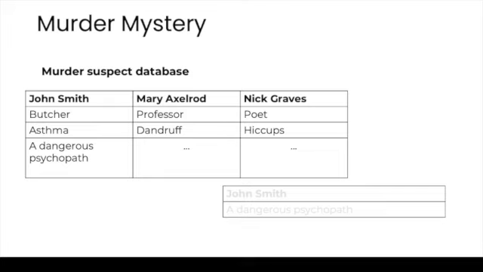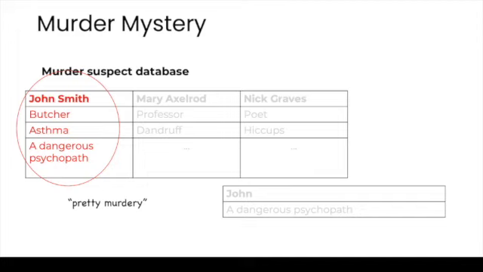Now the entry for the suspect John Smith, an actual person's name, not a nickname for an unknown individual, says butcher, asthmatic, and dangerous psychopath. When the team comes back from vacation, they hire a fancy criminal profiler, who takes a look at the database and concludes that this John Smith character, what with being a dangerous psychopath and all that, was looking pretty murdery.